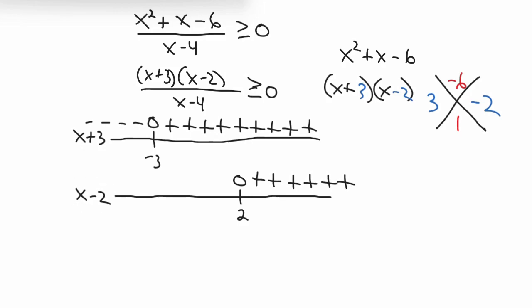Numbers smaller than 2, like 1, if you plug in 1 here, 1 minus 2 is negative 1. So anything smaller than 2 is negative.